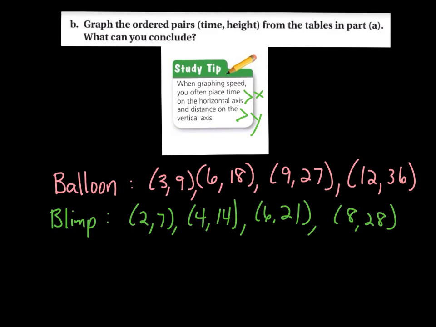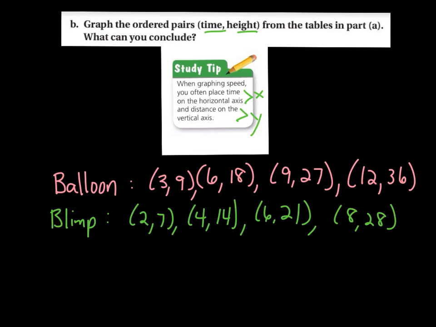For this last part, part B, we're going to graph the ordered pairs of time and height from the tables that we just made and figure out if we can compare them that way. And this little study tip here tells us that when we're graphing speed, like we have been in science, well, we haven't graphed it, but we've been talking about it.